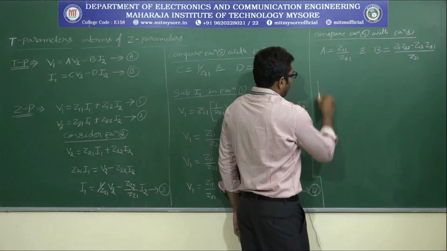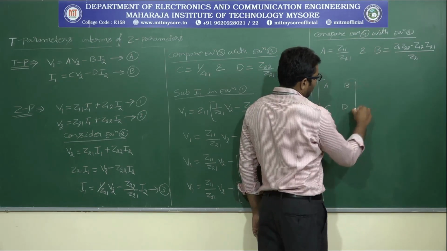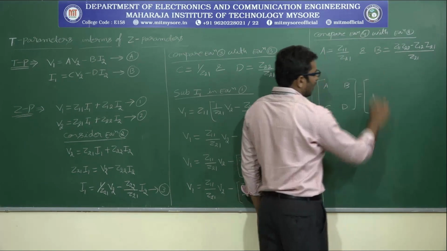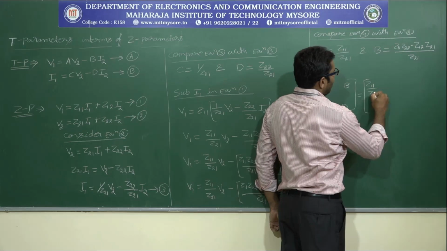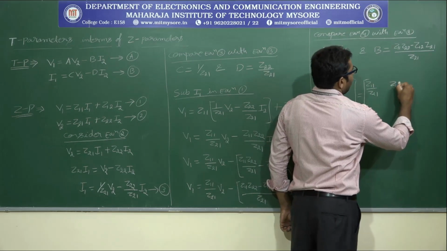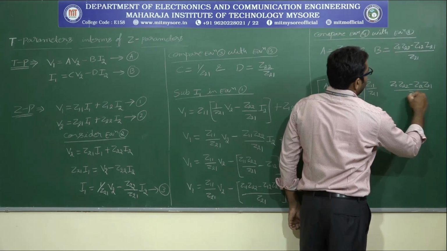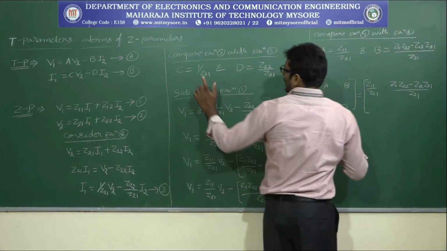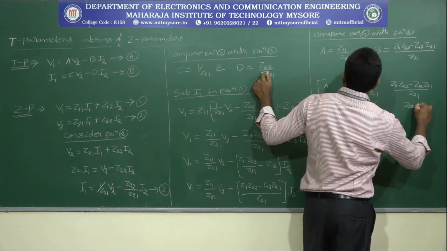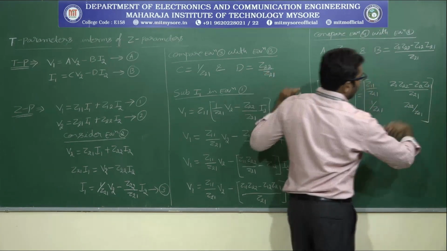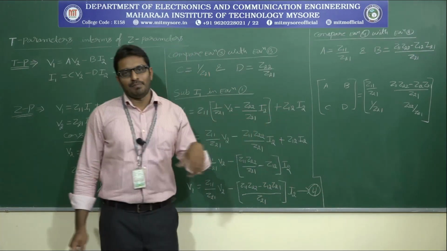Now finally in the matrix form A, B, C, D, we are expressing the A, B, C, D parameters in terms of Z parameters, right? What is A? Z11 by Z21. What is B? Z11 Z22 minus Z12 Z21 whole divided by Z21. What is C? C is 1 by Z21. What is D? Z22 by Z21. This is how we can express A, B, C, D parameters in terms of Z parameters.